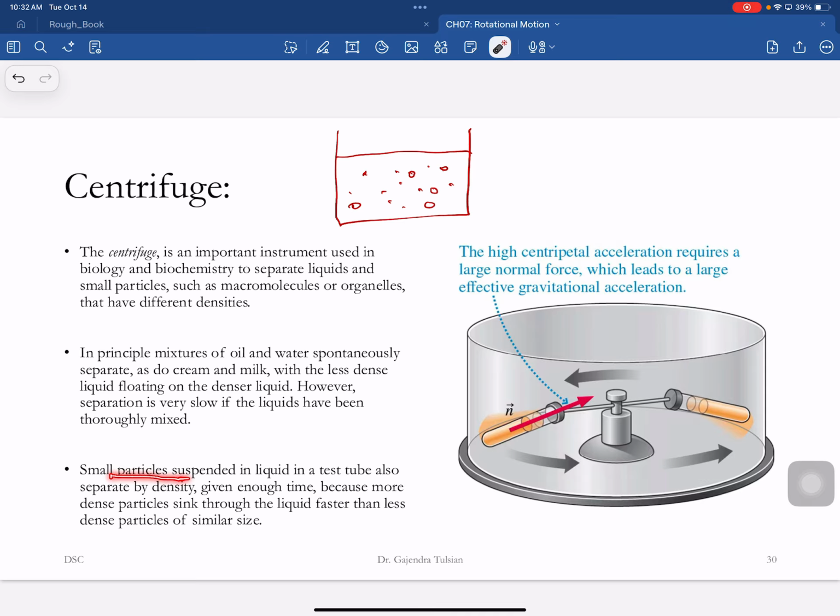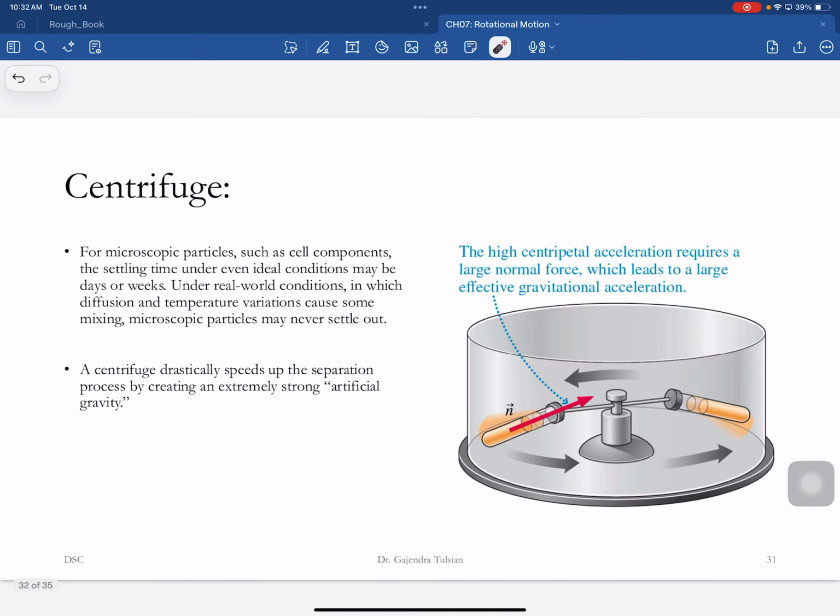Small particles suspended in liquid in a test tube also separate by density. So the densest stuff will be at the bottom, and the next dense stuff, and so on. More dense particles sink through the liquid faster than less dense particles of similar size. So for microscopic particles such as cell components, the settling time, even under ideal conditions, may be days or weeks. So if you take blood, it'll take days or weeks for the particles to settle down.